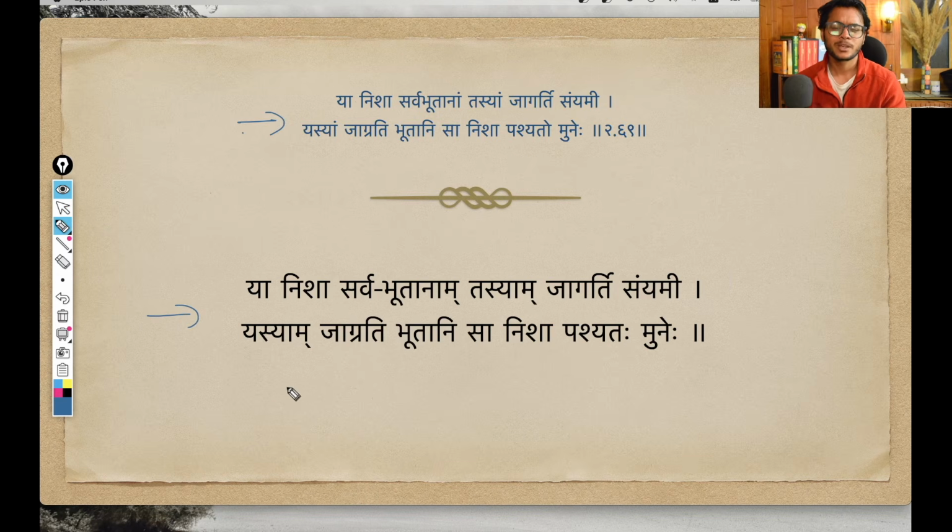Not much is happening from Sandhi point of view. You can spot a Sandhi here, Tasyam Jagarti. What Sandhi is this? So this is the Anuswara Sandhi. The Padant Makara is changing into Anuswara. The same Anuswara Sandhi you can spot between Yasyam and Jagrati also.